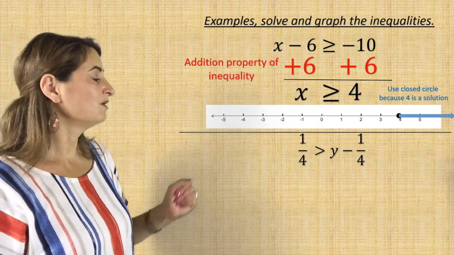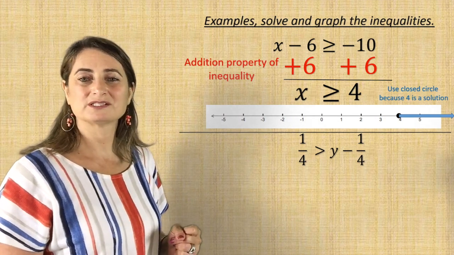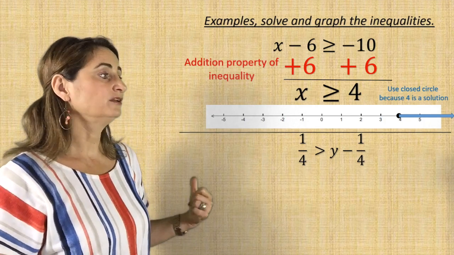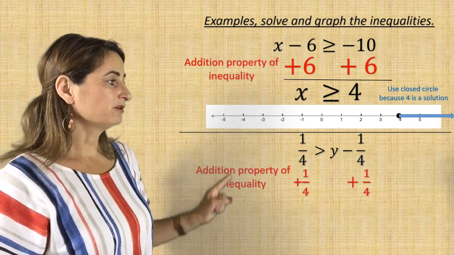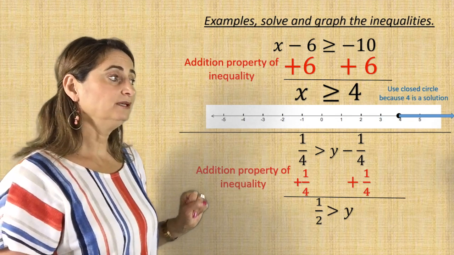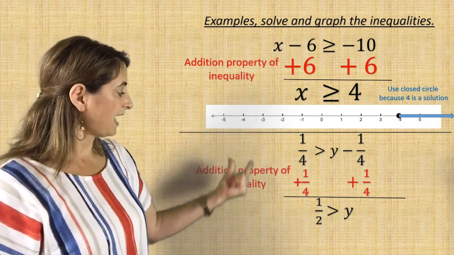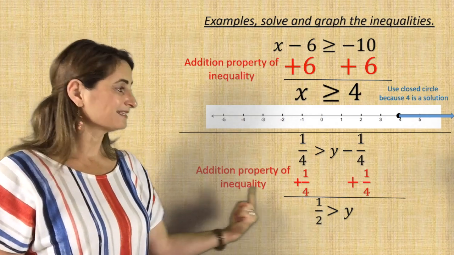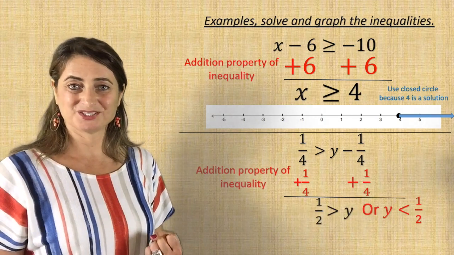Now the second problem: 1/4 more than y minus 1/4. Isolate y on one side of the inequality. That means get rid of the 1/4. Since we subtracted 1/4, use the addition property of inequality and add 1/4 to both sides. 1/4 plus 1/4 is 2/4, which simplifies to half, more than y only, because -1/4 plus 1/4 is 0. If you read half more than y this way, it's y less than half, so you can write it as y less than half, if that makes more sense to you.